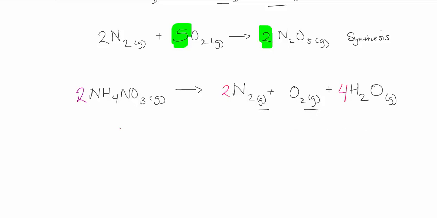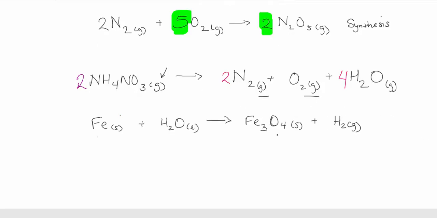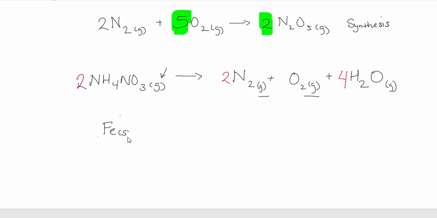So let's try another one. If we have something like solid iron reacting with liquid water, and that would be shown with a lowercase l, to form iron 3 oxide, and that's going to be a solid, and gaseous hydrogen, we need to balance this reaction. So we have 3 atoms that we need to pay attention to. We'll count our reactants and our products.